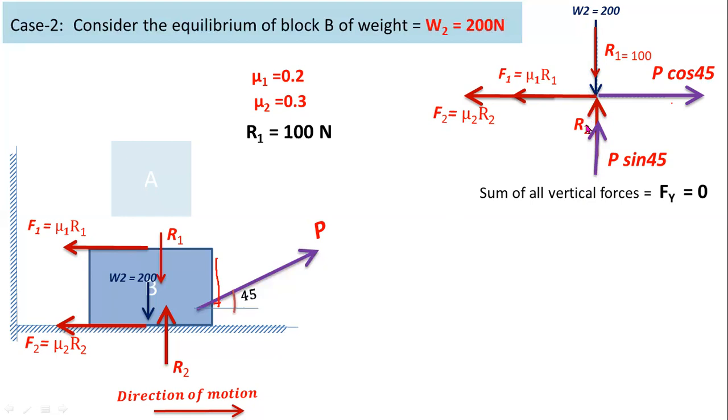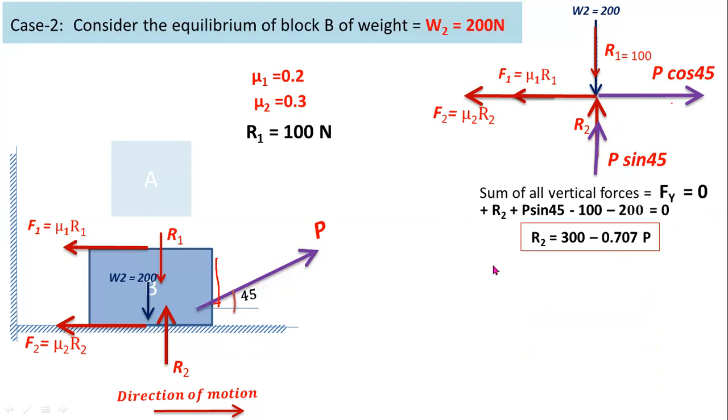Resolve all the forces normal to the plane, that is, the sum of all vertical forces equal to 0. For upward direction, you have to consider positive sign. For downward direction, you have to consider negative sign. So plus R2 plus P sin 45 minus R1 minus 200 equal to 0. From this equation, normal reaction R2 equal to 300 minus 0.707 into P. P is the effort required to pull the block B.